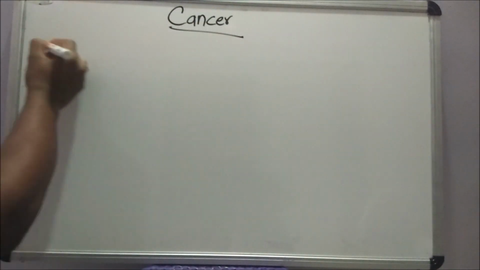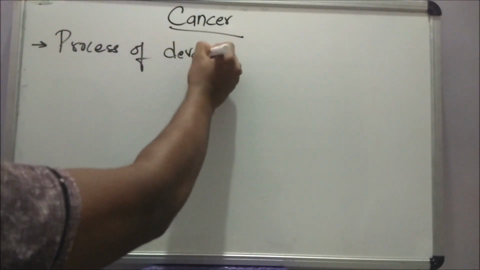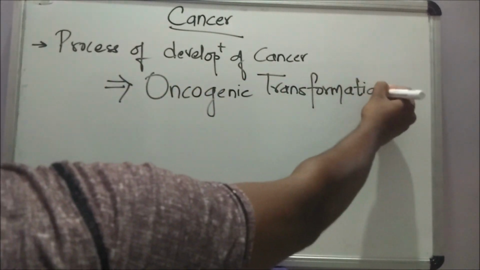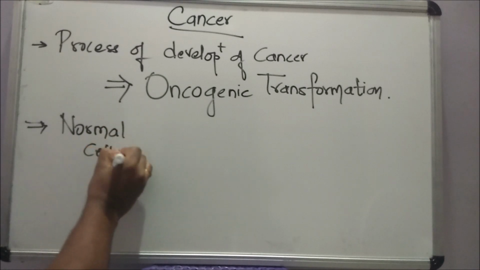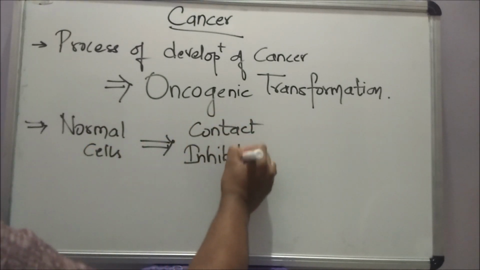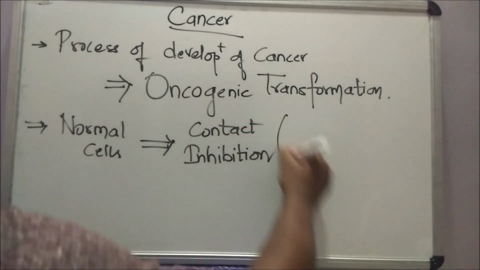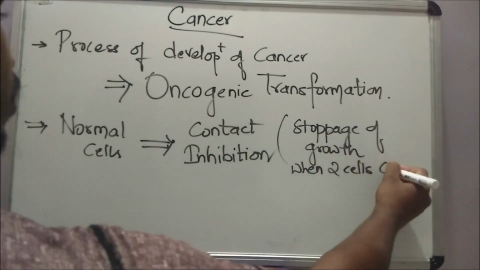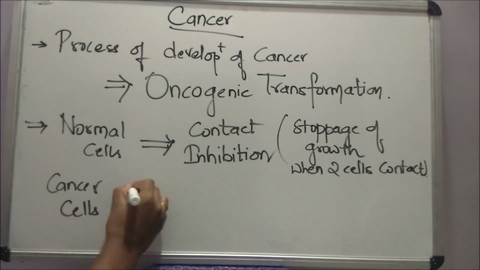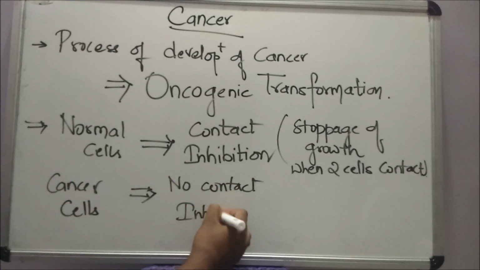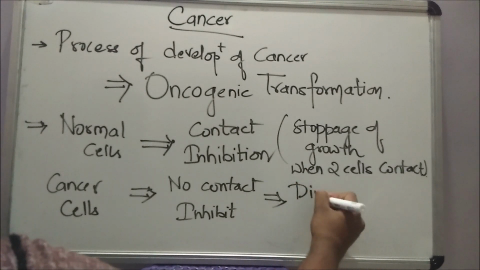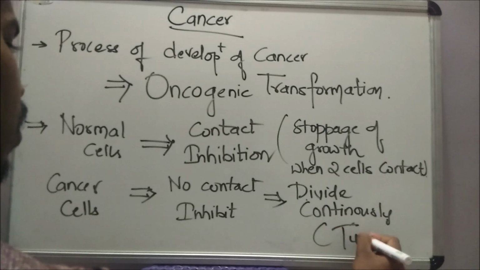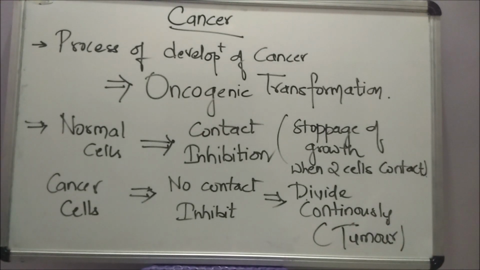Now, let's learn about cancer. The process of development of a cancer is called oncogenic transformation. Onco means cancer. What happens here? The normal cells have a property of contact inhibition. Now, let's learn what contact inhibition is. It is the stoppage of growth on coming in contact with other cells. This happens with the normal cells, whereas the cancer cells lose this property. As a result, cancer cells divide continuously to give rise to a mass of cells, which is nothing but a tumor.